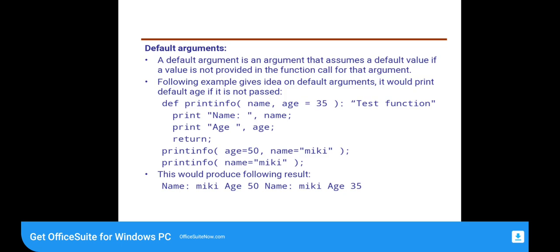Then default argument. A default argument is an argument that assumes a default value if a value is not provided in the function call for that argument. The following example gives an idea of default arguments. It would print the default age if it is not passed. So here is a simple example. This program will produce the result name Mickey age 50, and name Mickey age 35 also.